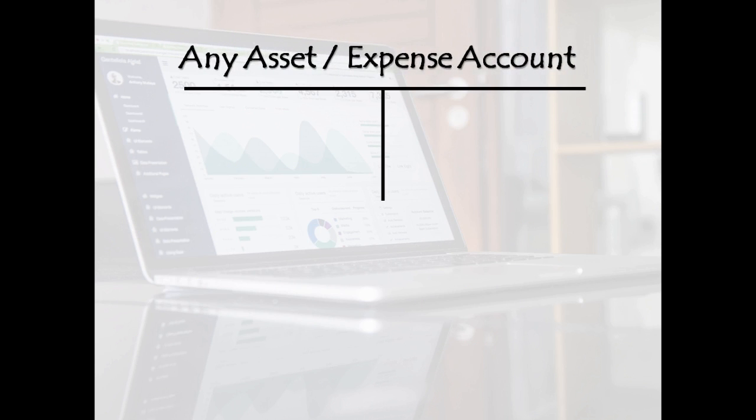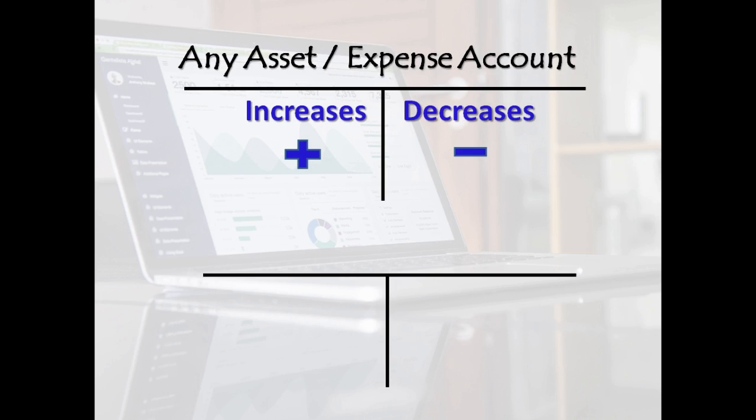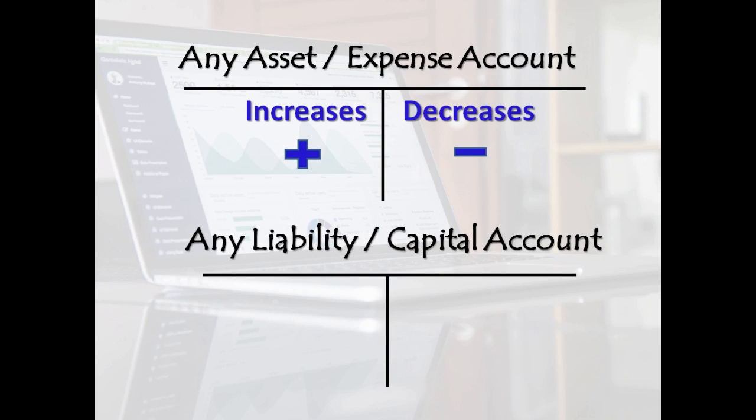Fantastic. Let's finally look at another T account illustration. If an asset or an expense account is increasing, we debit. When it is decreasing, we credit. When you're looking at a liability or capital account, when it's decreasing, we debit, and when it's increasing, we credit. Okay, fantastic.